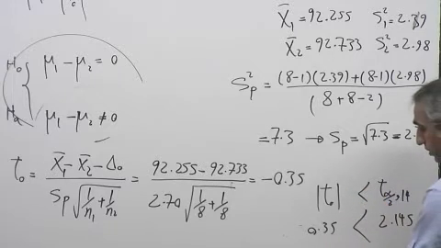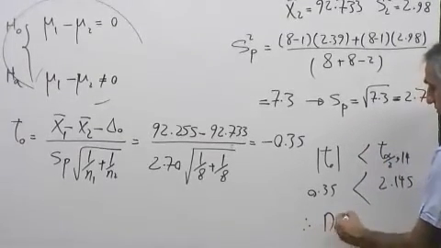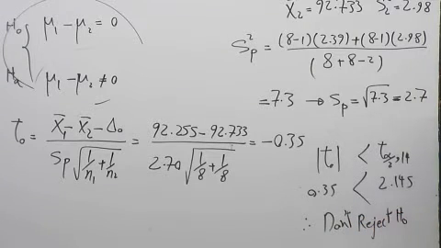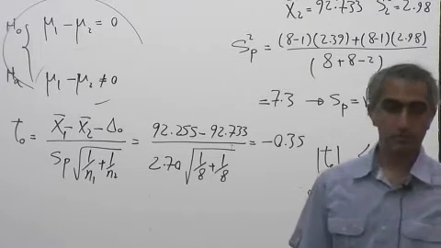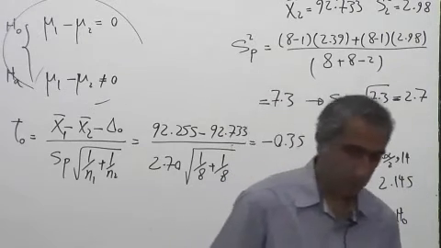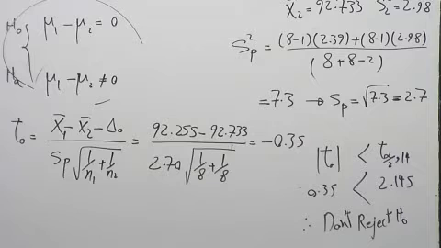So what is the conclusion? Do not reject H null, so you can use catalyst 2. There is no evidence for saying that catalyst 1 is better, or that there is a difference between these two, therefore we can use catalyst 2.